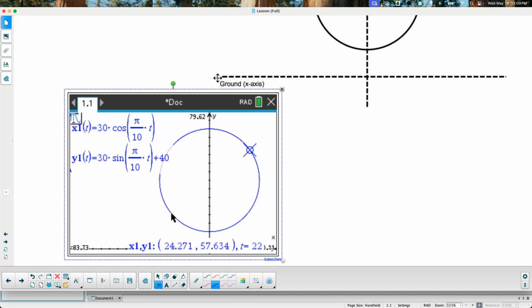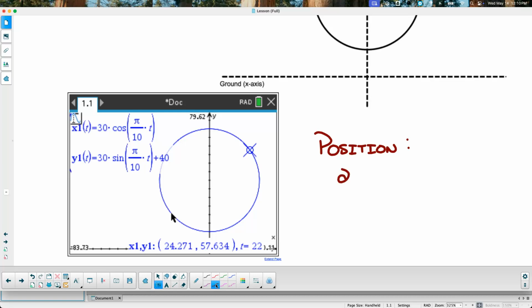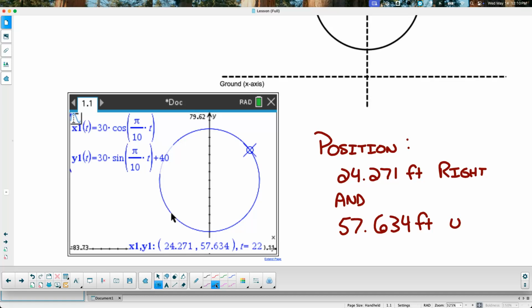So then when looking at it, we would say to ourselves, self, the position that we're at, we would be 24.271 feet right of center when looking at it, and 57.634 feet above the ground, or up on the ride. Okay?